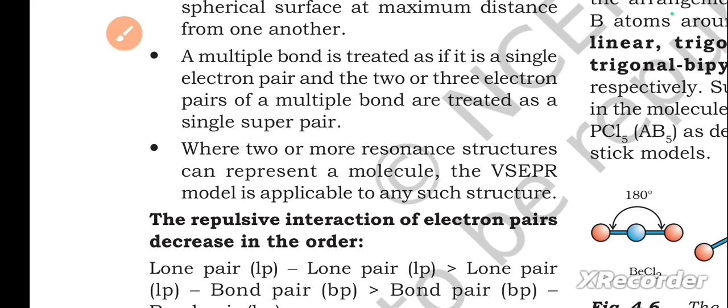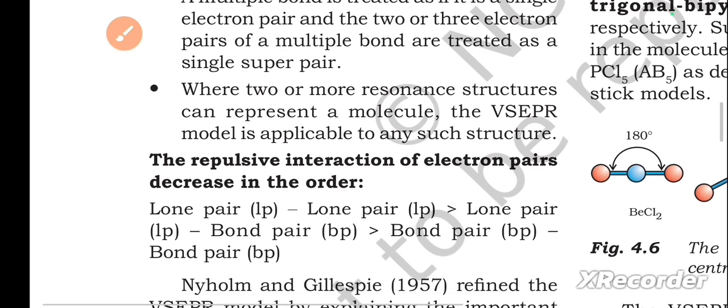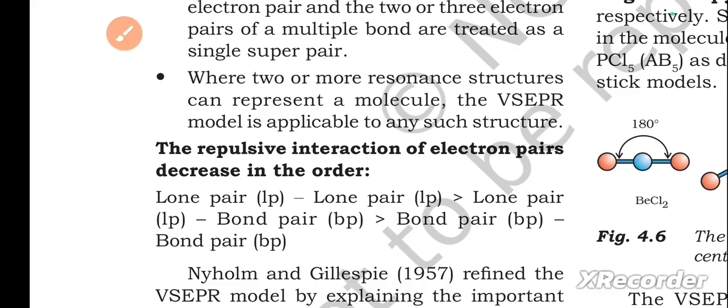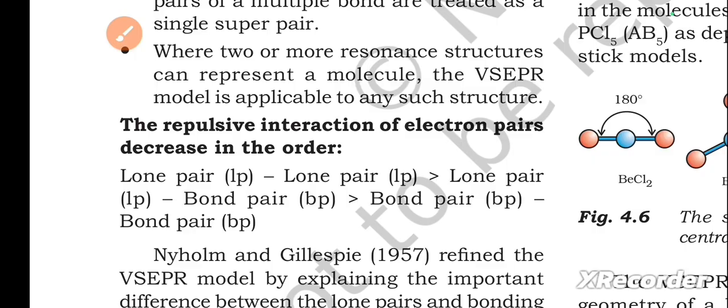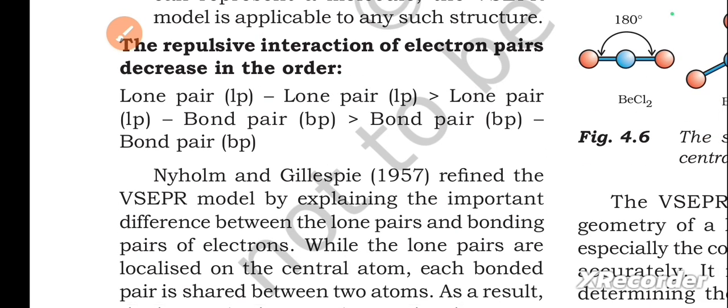A multiple bond is treated as if it is a single electron pair, and the two or three electron pairs of the multiple bond are treated as a single super pair. Where two or more resonance structures can represent a molecule, the VSEPR model is applicable to any such structure. The repulsive interaction of electron pairs decreases in the order: lone pair-lone pair greater than lone pair-bond pair greater than bond pair-bond pair. Okay, I'll give you this, you can check it out.